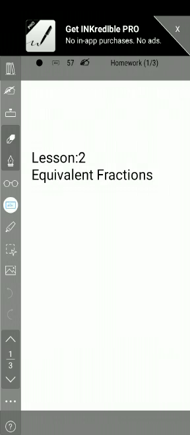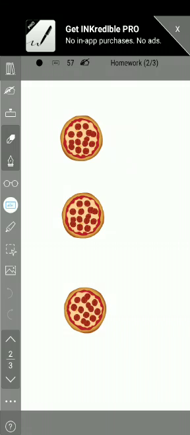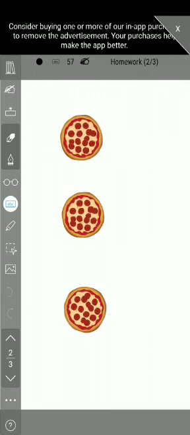The topic we are going to do today is equivalent fractions. All of you can see that I have a whole pizza here, yummy, and it looks really delicious. We cannot have it now, but we're going to learn the equivalent fractions through these pizzas. All right, so let's start.